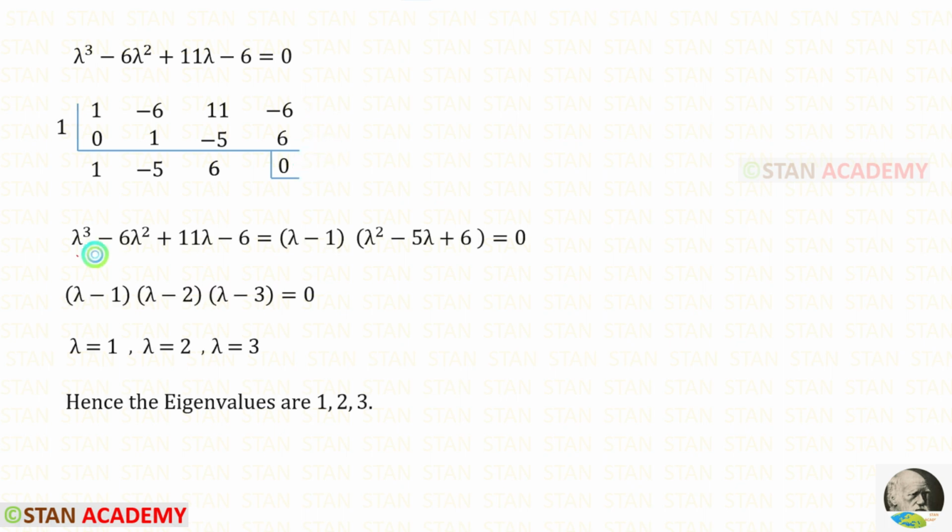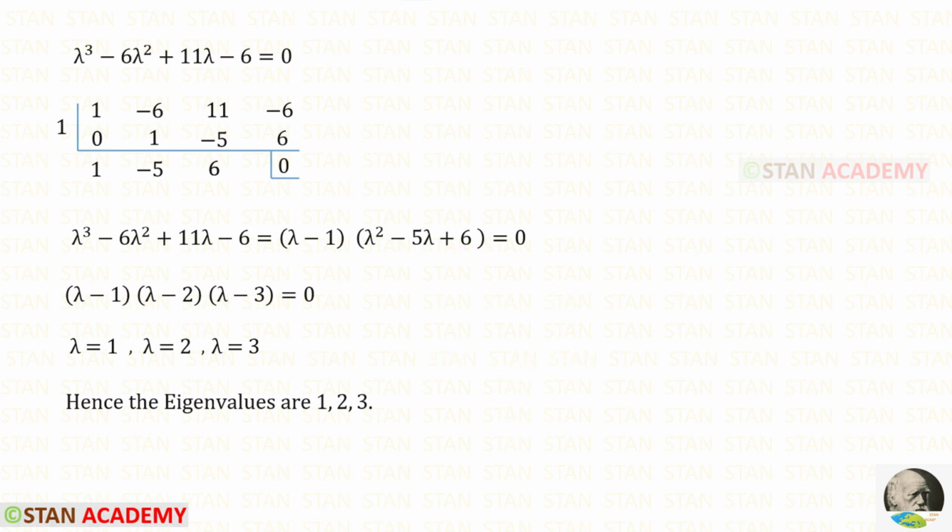So we can write this equation as lambda minus 1 into lambda square minus 5 lambda plus 6 is equal to 0. From this equation, we have to find the two roots. When we add two numbers, it should be equal to minus 5. And when we multiply those two numbers with each other, it should be equal to 6. When we add minus 2 and minus 3, it will be equal to minus 5. And when we multiply minus 2 with minus 3, it will be equal to 6.